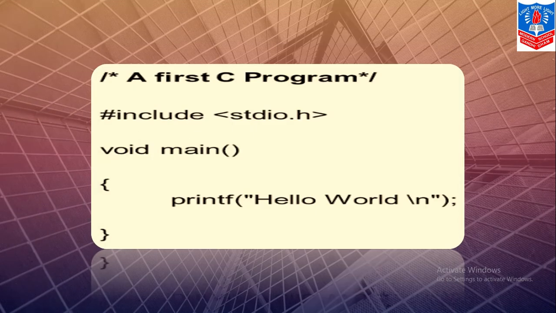Okay, our first program, children, starts with hash include stdio.h. You can see the first line is written between slash-asterisk marks, so it is a comment in the C language. Comments are not processed by the compiler. Then we go to void main, in curly brackets the actual program is written, printf hello world, and curly bracket close.